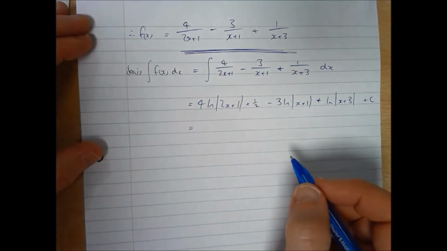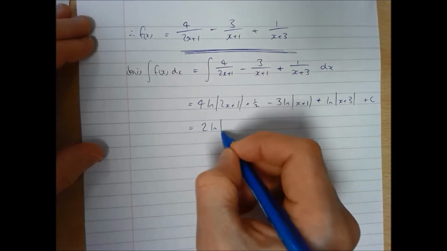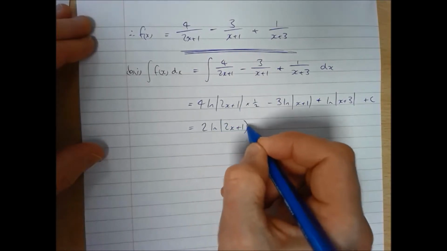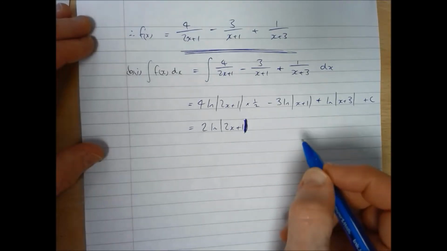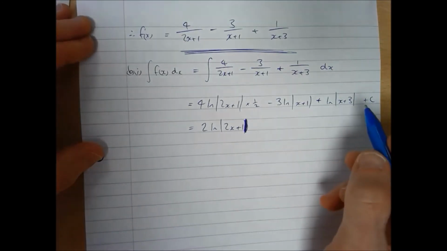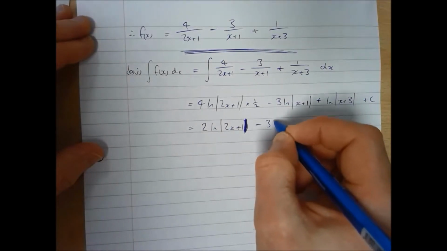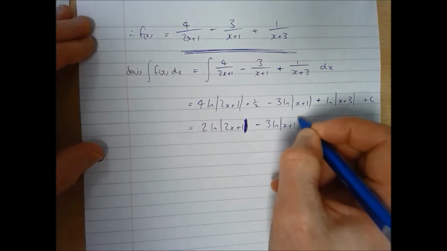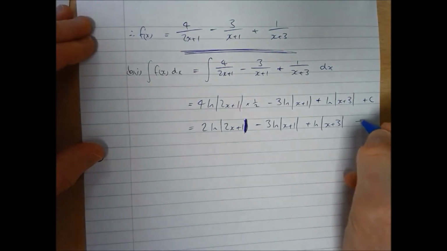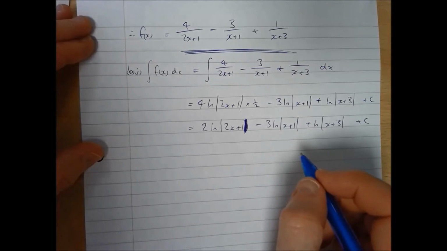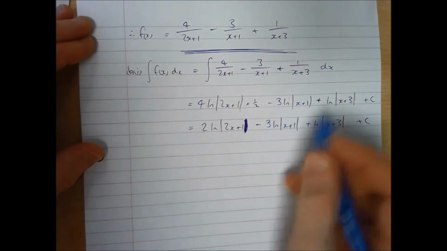See if we can tidy some of that up. So 4 times a half is 2. Oops. Keep the modular signs at this stage until we substitute in values. Okay, minus 3 ln of x plus 1 plus ln of x plus 3. Now it doesn't ask us to merge them together yet, so you could just stop there.